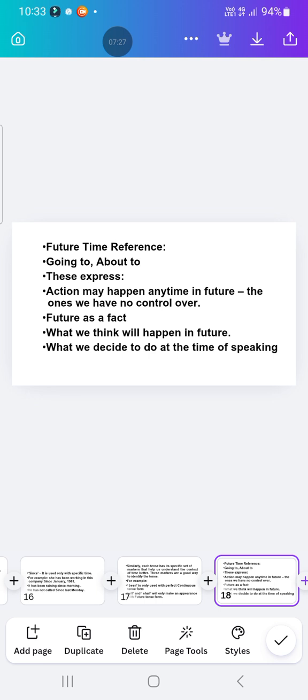Future time reference: going to, about to. These express an action that may happen anytime in future, the ones we have no control over. Future as a fact: what we think will happen in future, what we decide to do at the time of speaking.